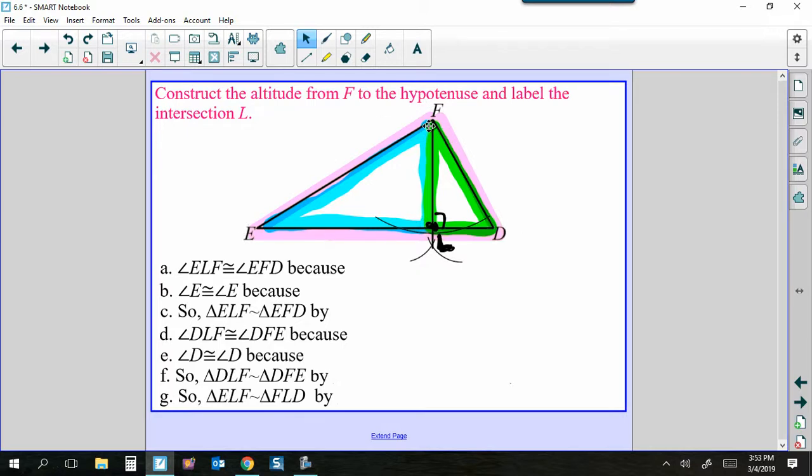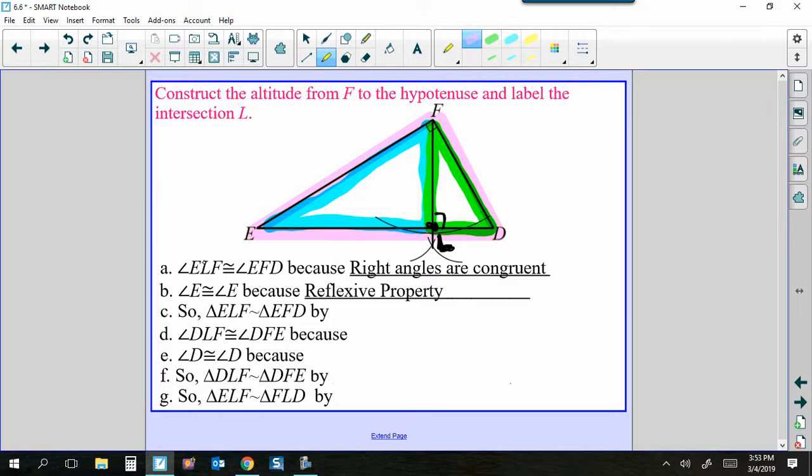So why do we know they're congruent? Because all right angles are congruent. Why would angle E be congruent to itself? Well, when anything is congruent to itself, it must be reflexive. And the reason we're using that, notice that I have pink and blue here. Well, because I have pink and blue there, 2 triangles share that same angle, exactly. Go ahead and color coordinate.